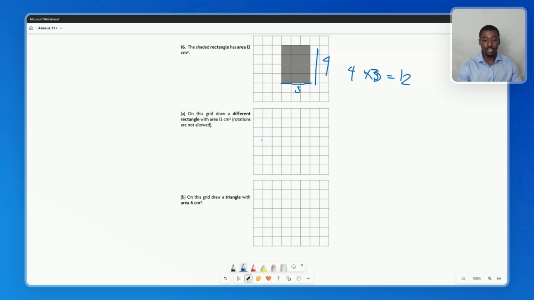So by the examiner saying that rotations aren't allowed, it means we can't just flip this rectangle around and do this, where we have a length of 3 and a width of 4. We can't do that. We have to think about it differently. And all we have to do really is think about different ways to make up 12. Yes, 12 is 4 times 3, but 12 is also 2 times 6.